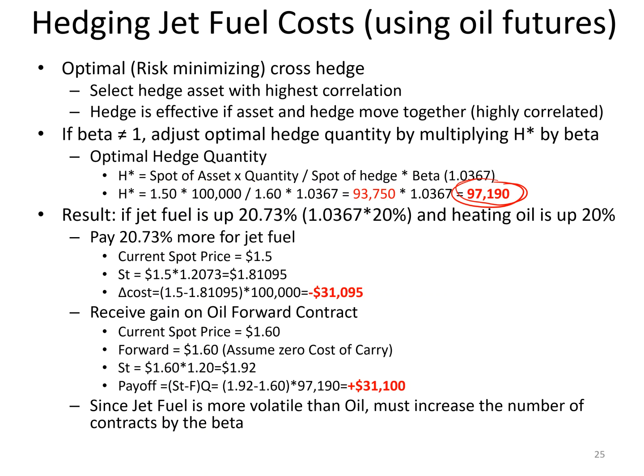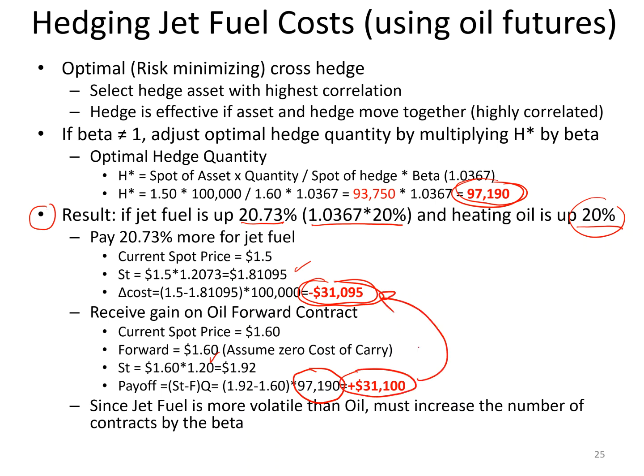And then I just said, what if that beta is realized? In other words, what if heating oil is up 20% and jet fuel is up 20% plus that beta? That means jet fuel costs them $31,000 more because the price is up 20.73% versus heating oil being up only 20%. So jet fuel goes from 150 to 181, which is a 31,000 increase in cost. However, they now have 97,190 contracts in the heating oil, and heating oil went up by that 20%. And again, they're almost perfectly hedged. It's just a rounding error in here.